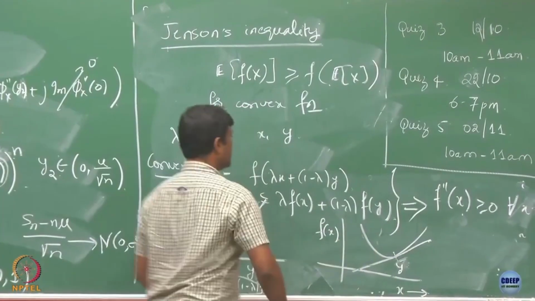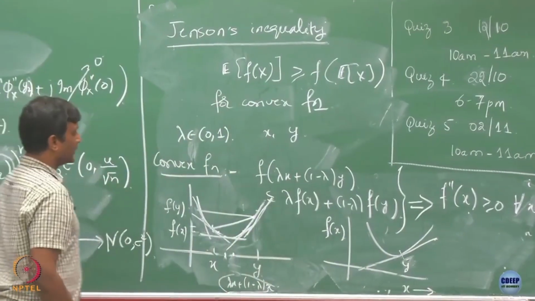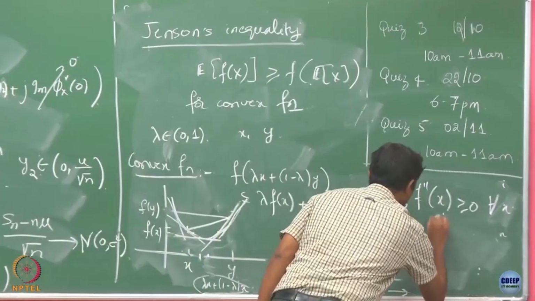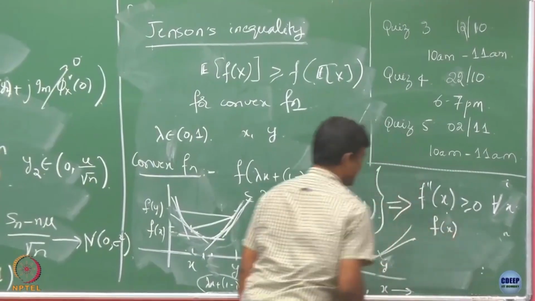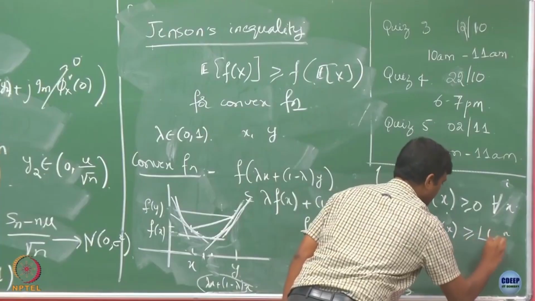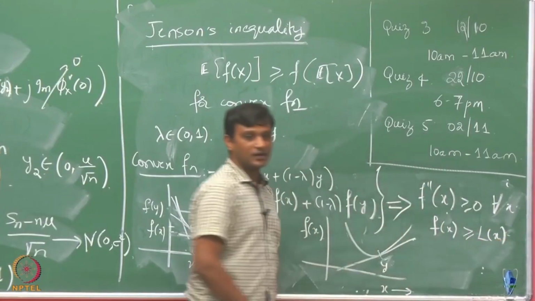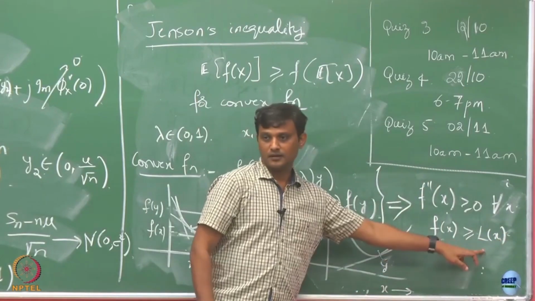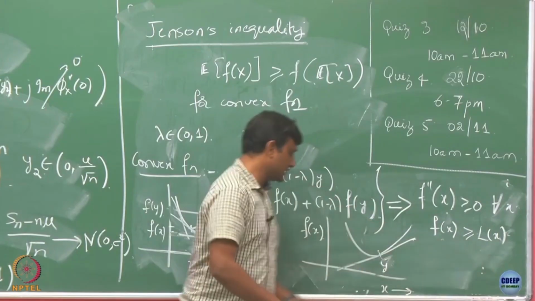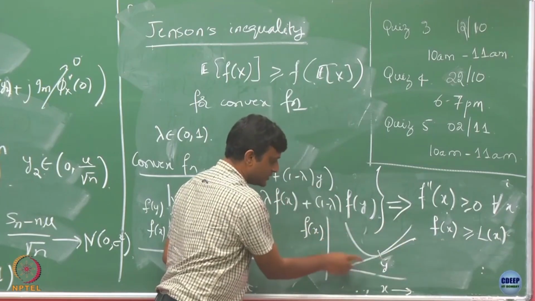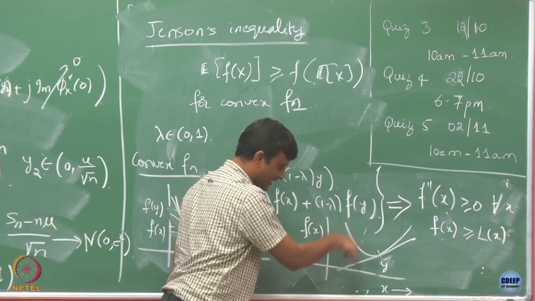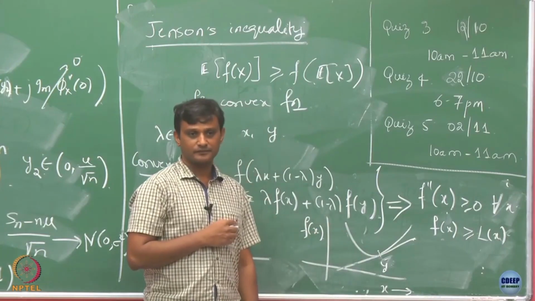So what does this mean? I think maybe this much space is enough. So f of x is going to be greater than or equal to L of x, and this is true for all x, right, because take any point, this line is going to lie below this function f.